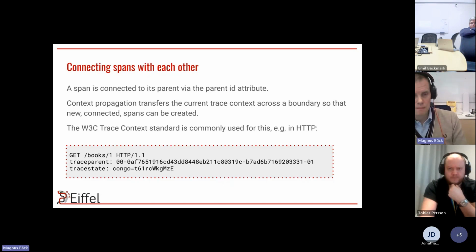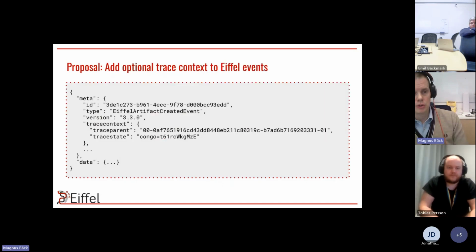So what I'm thinking in the first of my two proposals here, why don't we include support in Eiffel events for the trace context in the meta field? They don't have to be named exactly like this, of course. I just copied it as is to make it similar to how it works for HTTP.